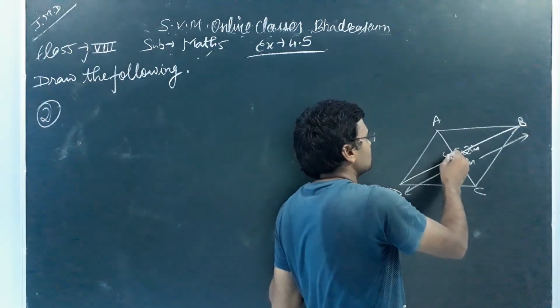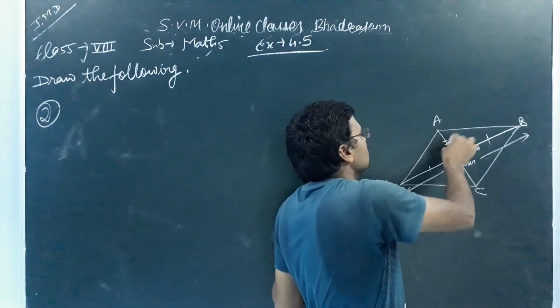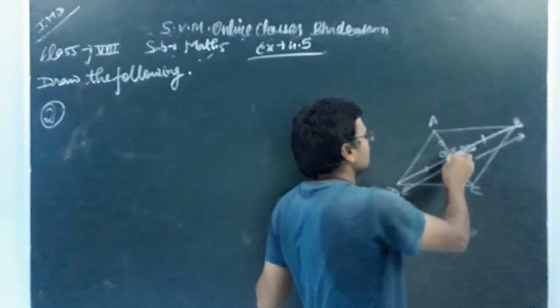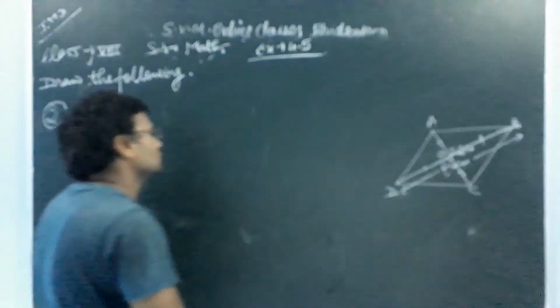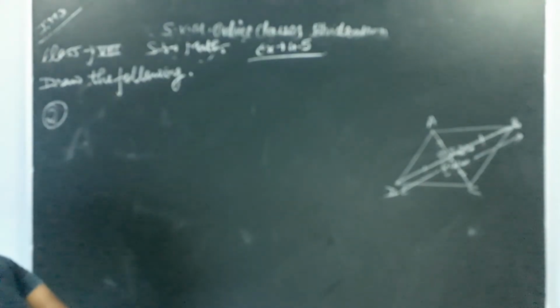So if I take this point as O, then OD will be equal to OB and OA will be equal to OC. Okay, and this angle is of 90 degrees. All the angles here are 90 degrees.